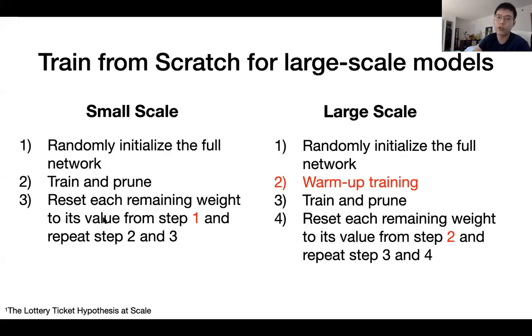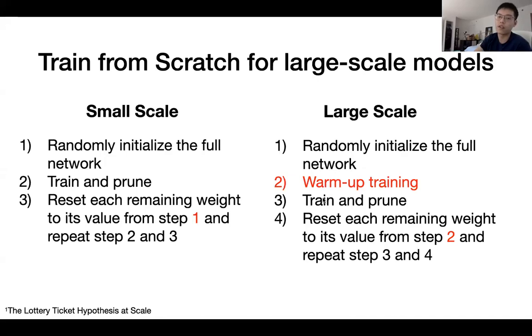But what happens if we try to do the same thing for a large scale task, such as ImageNet, which I remember has like 14 million images, and the model size is like 23 million parameters. So in a large scale task, we only need to include one more step, which we call a warm-up training. So the same here, we randomly initialize the full network, and then we train the network for several epochs. Epoch means just how many times you run through the training set. After this warm-up training, we do the same thing as the previous algorithm. We train and we prune, but instead of resetting the remaining weights back to the weights from step 1, we reset the weights back to the weights from step 2, and then we just repeat step 3 and step 4.